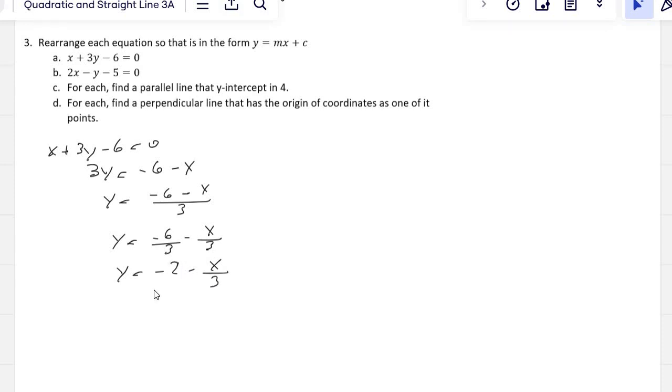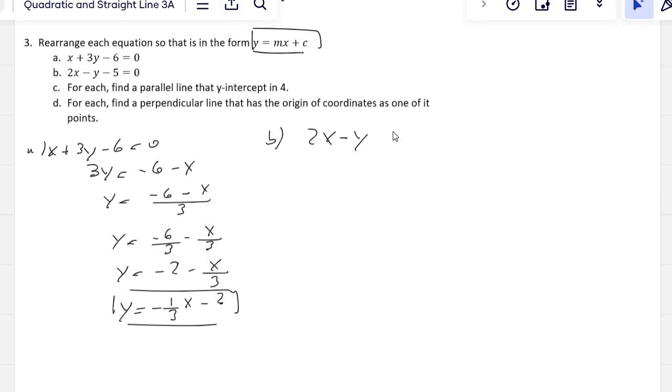Have we finished this part of the exercise? No, because I'm asking you to write the equation in this order. So the answer will be y equals minus 1/3 x minus 2. Okay, so that is the final answer. We have rearranged that expression. Let's rearrange number B.